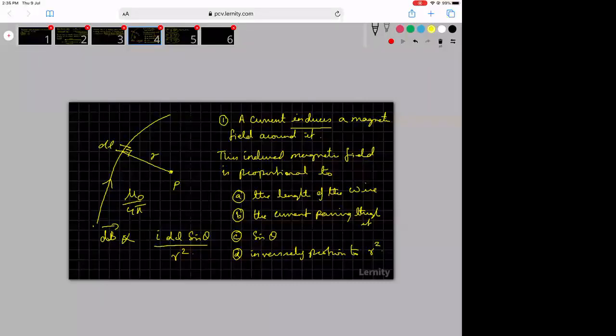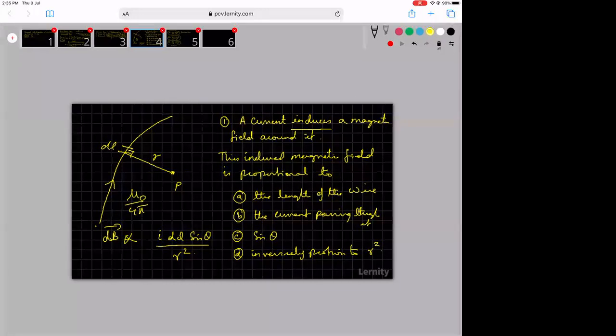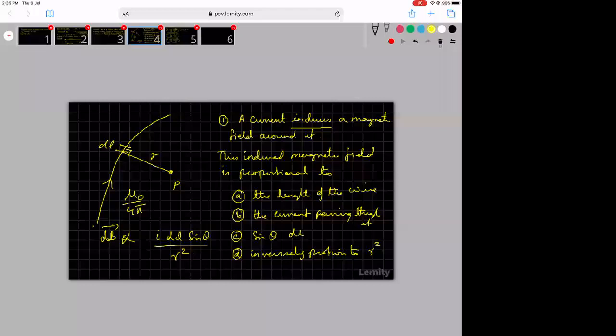This induced magnetic field is proportional to the length of the wire, the current passing through it, and the sine theta, where theta is the angle between the dl vector and the r vector. This is the r vector. The dl vector is a vector along the direction of current.